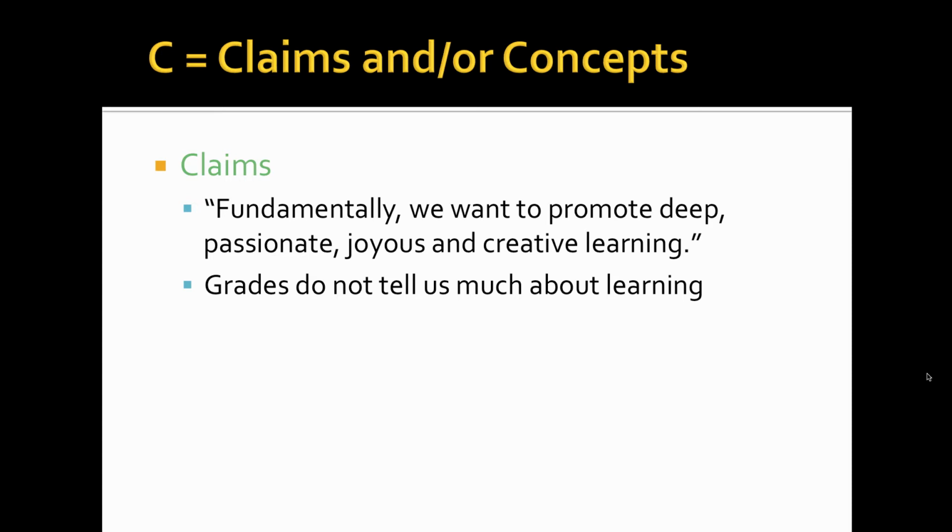Now, when we think about claims, there's two examples from this first 22 pages of Bain that jump out at me. The first is what I would argue is his thesis. He says, "Fundamentally, we want to promote deep, passionate, joyous, and creative learning." And the we there, I think he's referring to himself and his wife, who was the main researcher who helped him with the book. And so I think that's really the thesis of the text, that he's a great college professor himself who really enjoys learning and sees it as the key to a happy life.